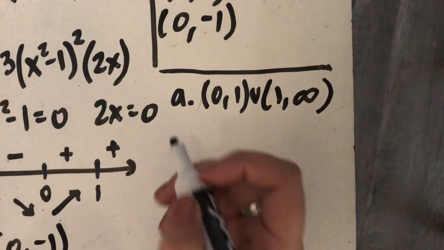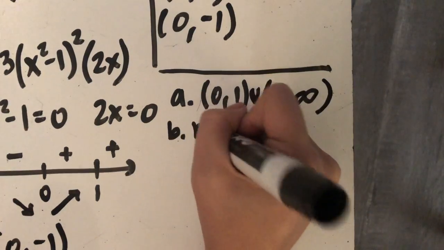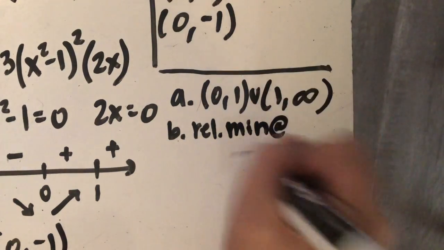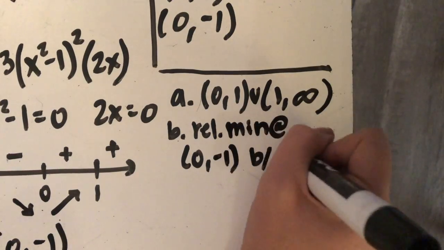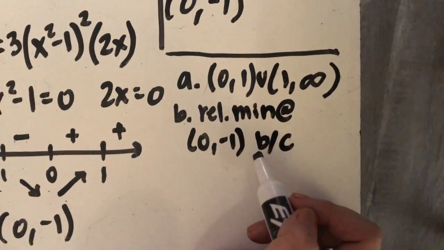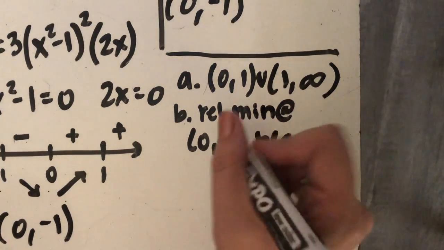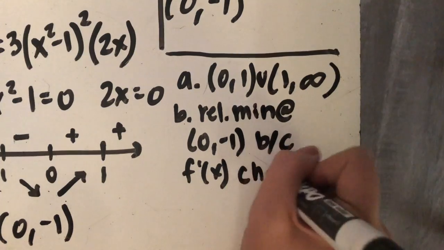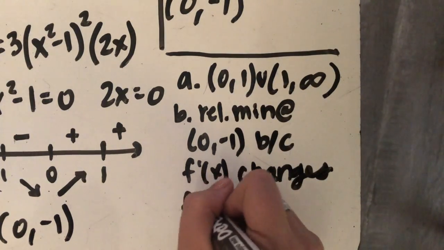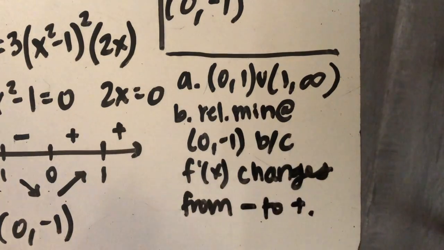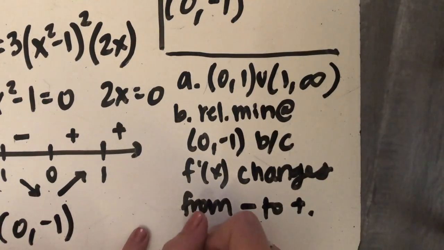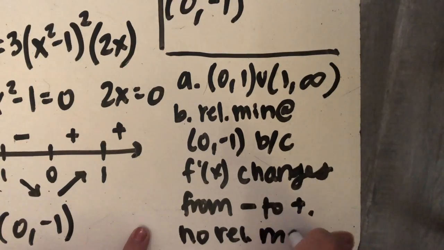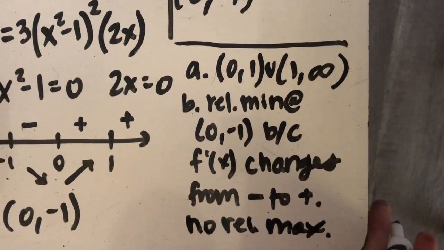So then we'll actually write out our answer. So for part B, we have a relative min at 0, -1. And then we would say because it's where f prime of x changes from negative to positive. Okay, so that's enough for our justification there, right? We're changing from negative to positive in our derivative there, which means we're changing from decreasing to increasing, which is a minimum. And we do not have a relative maximum. Okay, so there's the answer to part B.